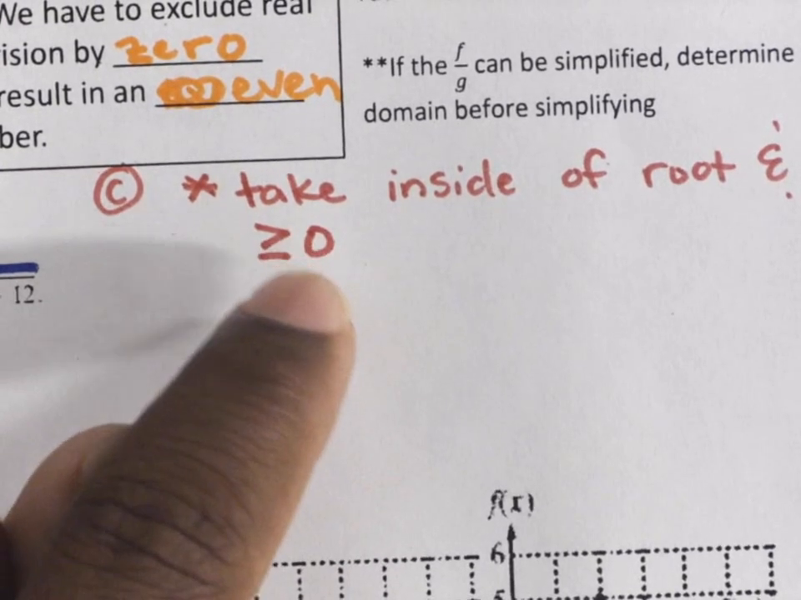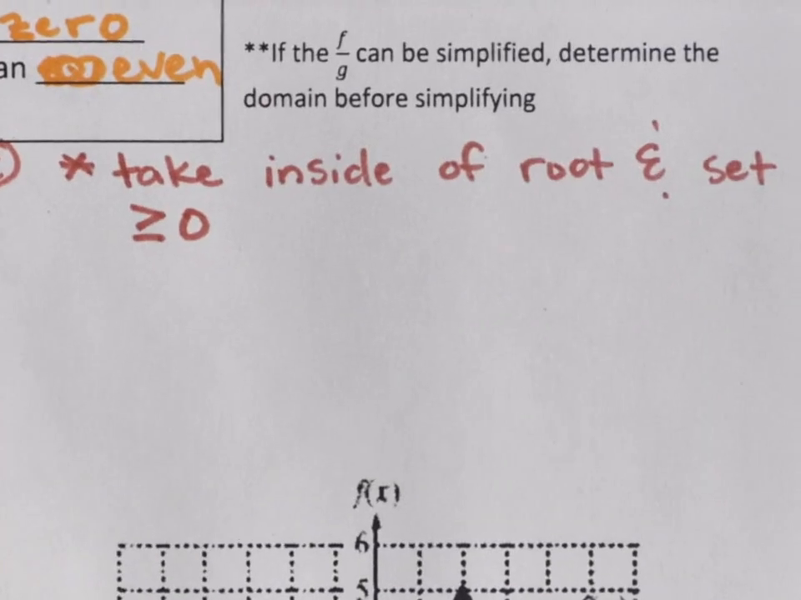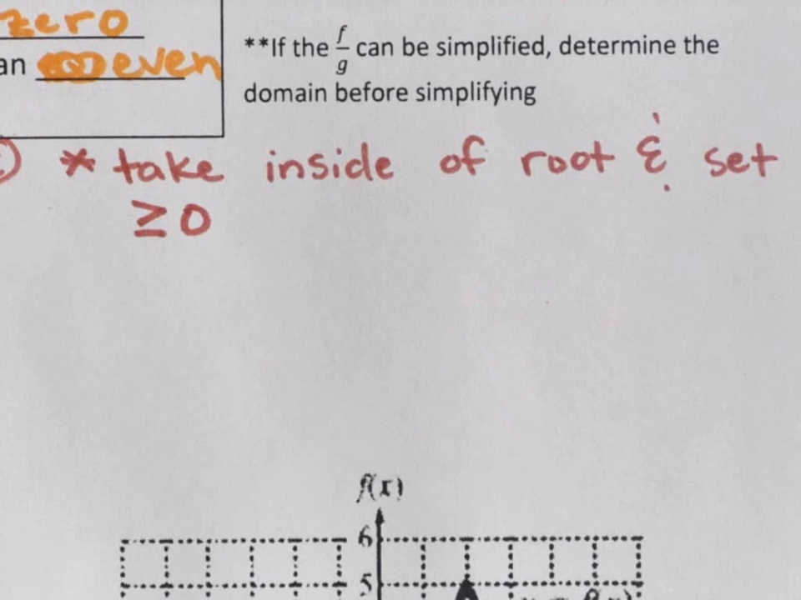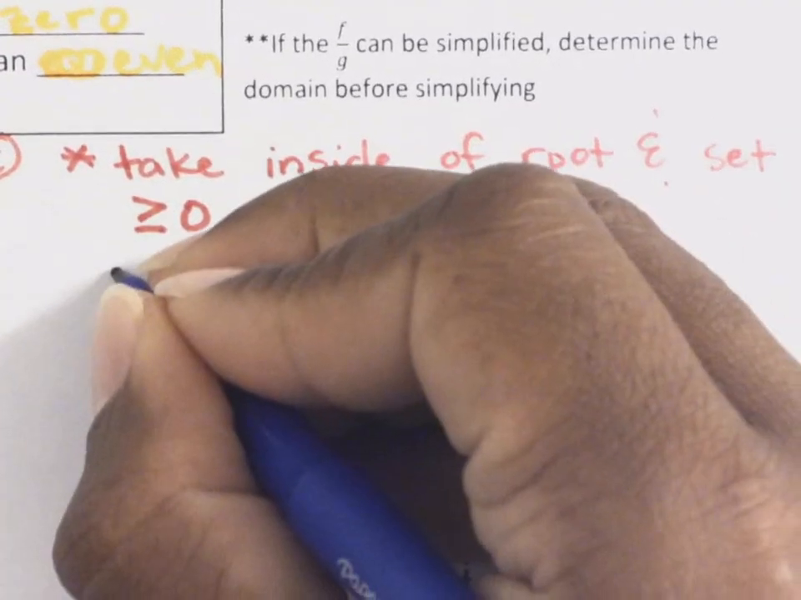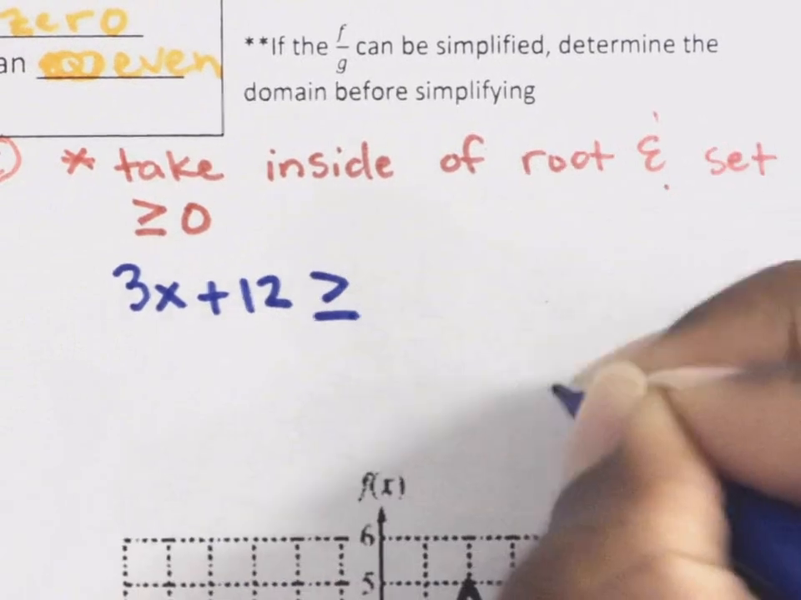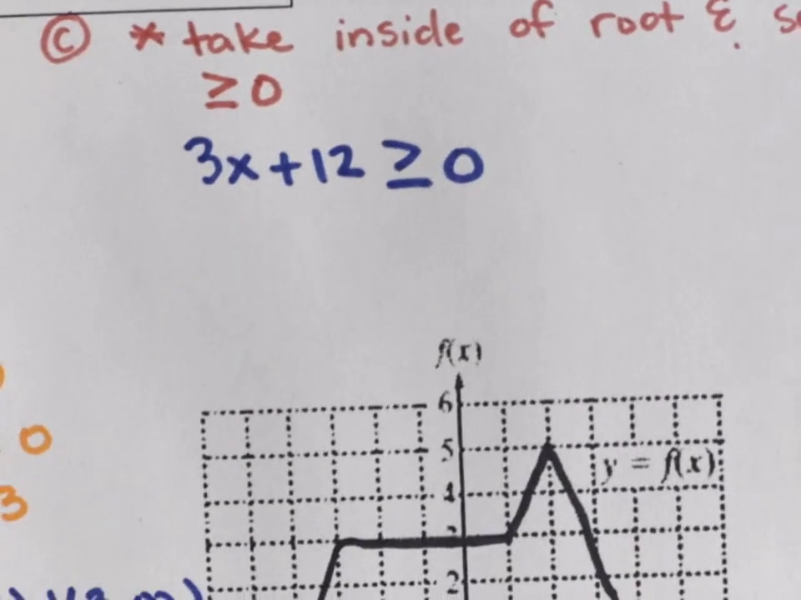Because if you get any number less than 0, it's going to be negative, and you can't take the square root of that. Write more words if you need to. I just try to make it short and efficient. All right, so let's take what's under there, 3x plus 12, and we're going to make it greater than or equal to 0. And then we're going to solve.